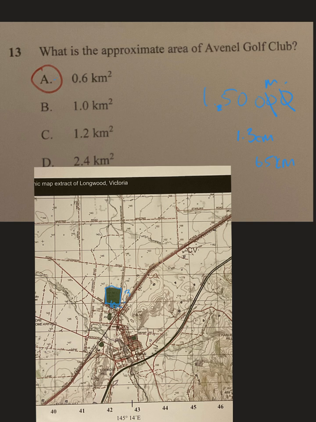All right, there is this little tiny bit here, but you've got to remember with geography, it's always the most correct answer. That tiny little bit here is not enough to make it a 1 kilometer squared space.